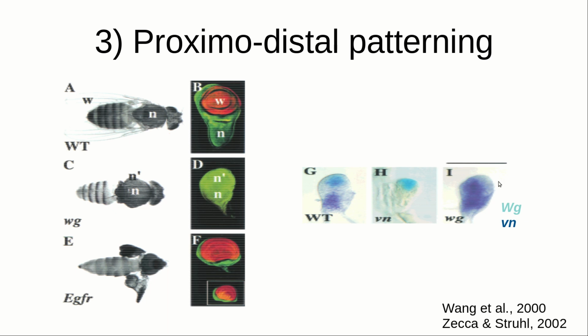And here you have the expression pattern of the genes. You have this wild type in dark blue Vein expression and light blue Wingless. If Vein is mutated, Wingless expression remains as before, but if Wingless is mutated, Vein expression expands towards the most ventral part. This is why you get this adult phenotype with a protruding second notum here instead of a wing.